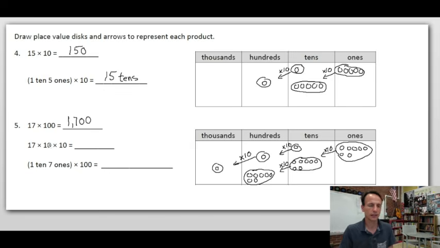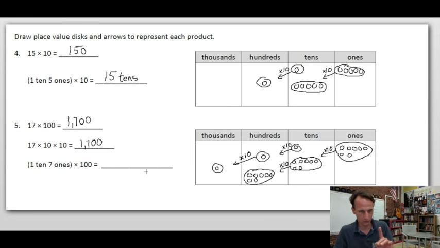1,700. And again here, just like on the previous examples, we're just decomposing here, saying that 100, think of as 10 times 10. So it's still 1,700. And you're like, why do I have to write it twice? Because that's the point, that you understand it is the same.